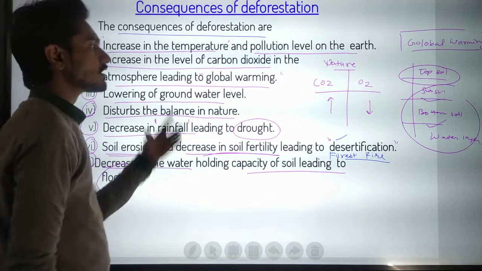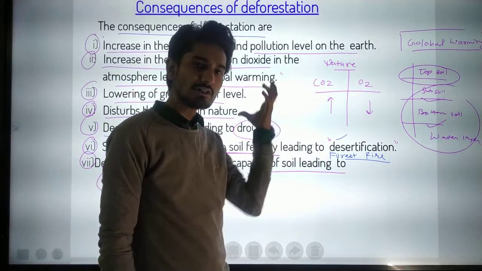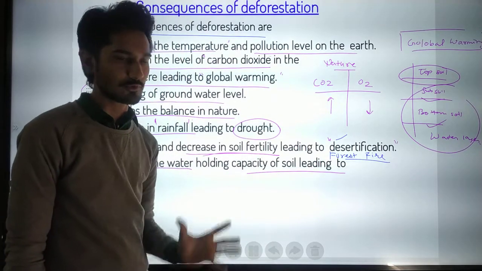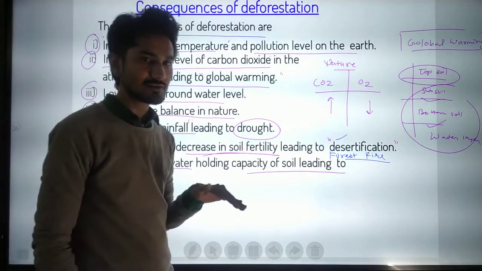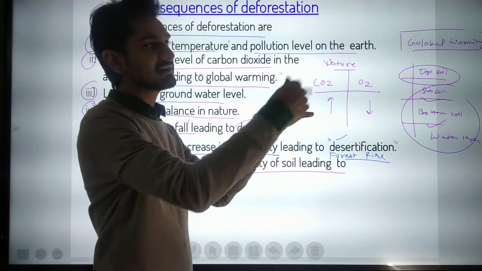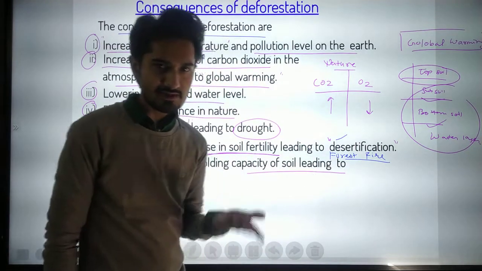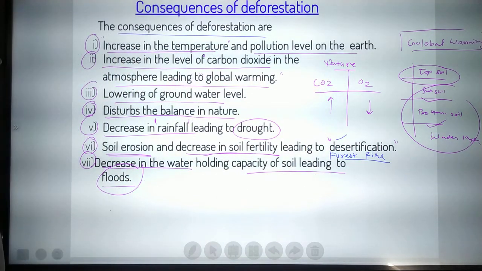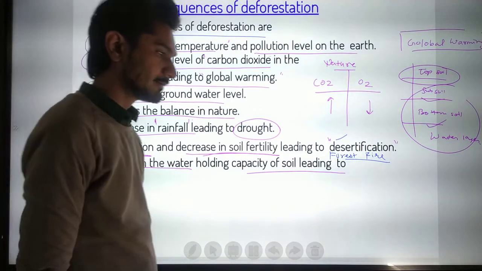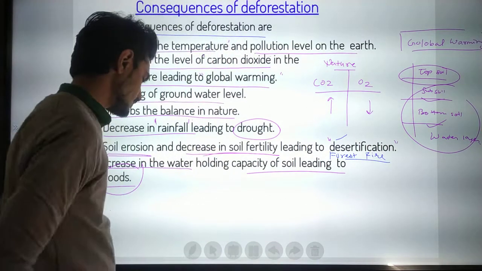And all these things lead us to what? All these things lead us to less rainfall. Due to less rainfall, it will create a drought, and drought will lead us to desertification. So these are the things you have to memorize. You can easily memorize these things.